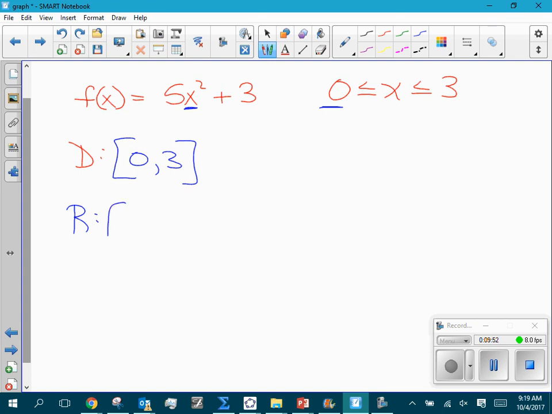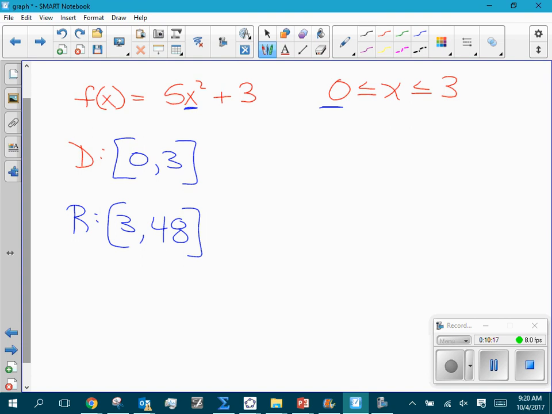So my range value starts at 3. And if I plug this 3 in, I get 9, 9 times 5 is 45, plus 3 is 48. And I say, can't I do that? Because that gets me the same answer every time. And for this problem, for 5x squared plus 3 on that domain, yes, you can do that.